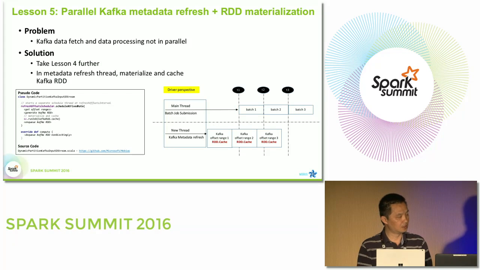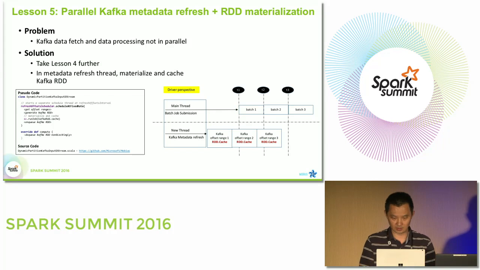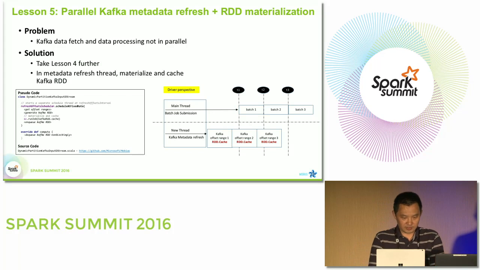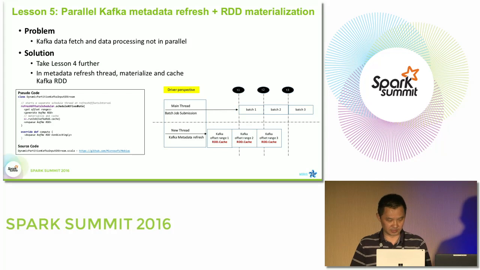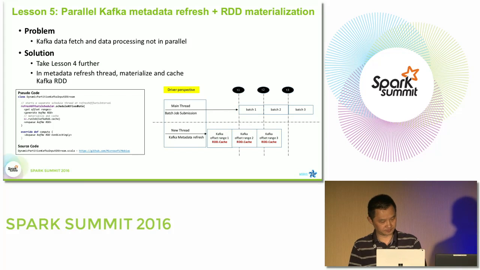So what does this mean? This means that we can parallelize data fetch and data processing efficiently and with limited code change. As you can see, the code change is very limited, but without the cost, like write-ahead log, that the native Kafka receiver has. So we take advantage of both the direct approach and the receiver approach, but without the disadvantages of both approaches.